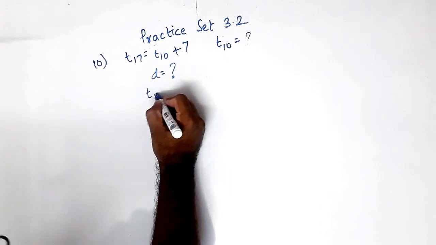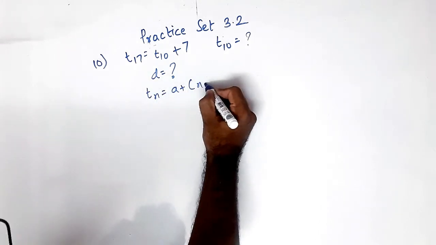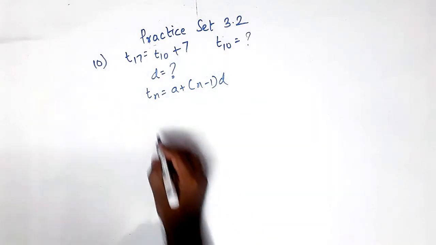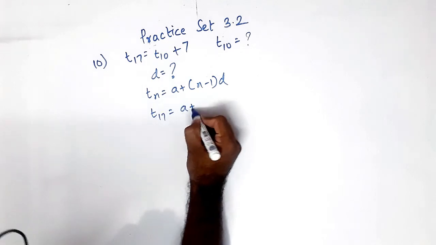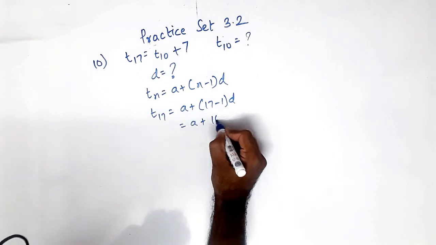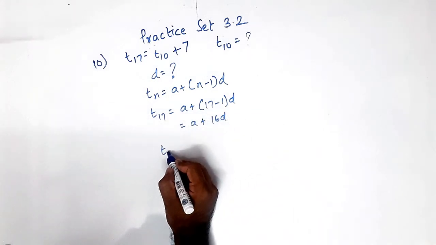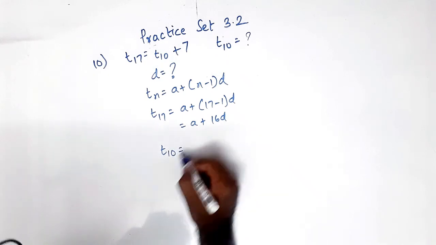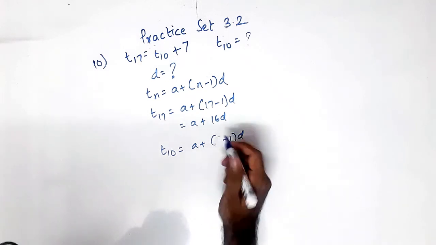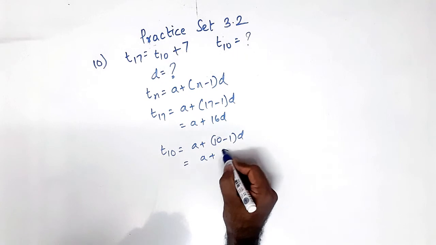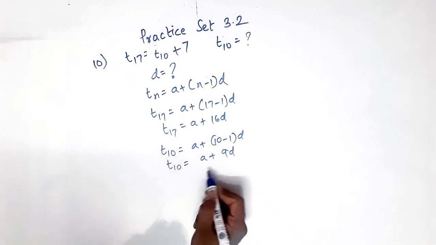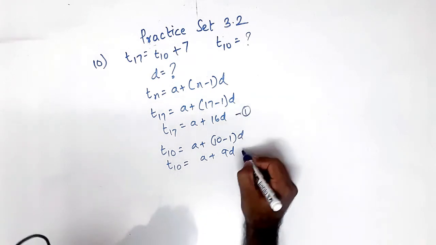One thing we can do is write the formula. Tn is equal to a plus n minus 1 d, and when we find T17, T17 will become a plus 16d, correct? And similarly T10 will become a plus 9d. Sorry, this is 10 minus 1, so a plus 9d. T17 is a plus 16d and T10 is a plus 9d. So this is 1, this is 2.